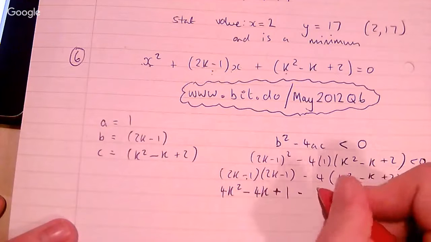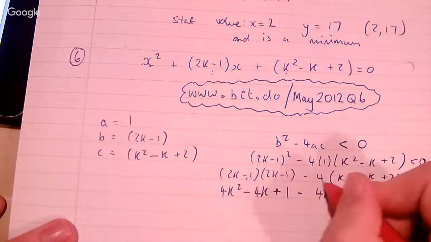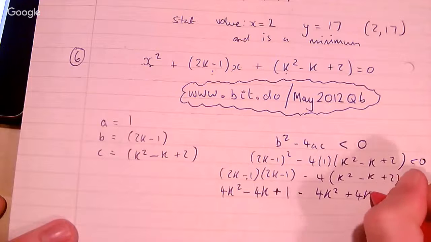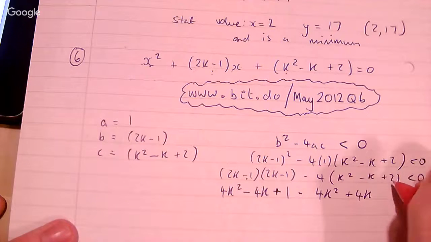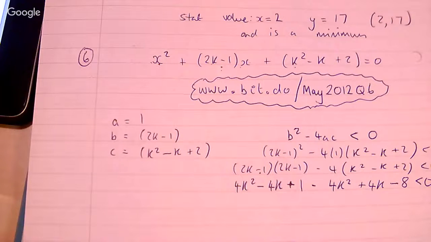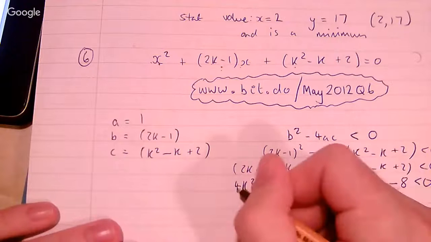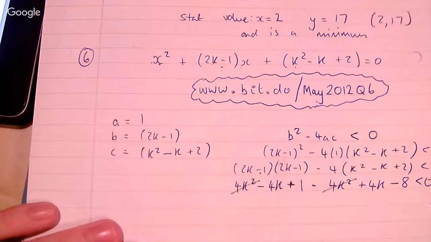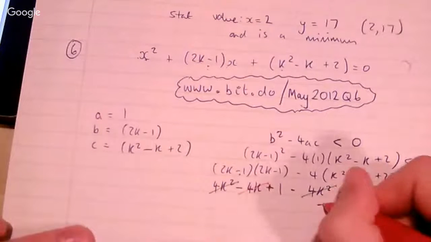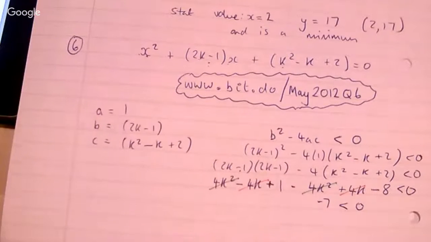And then expanding this out would give me minus 4k squared, minus 4 times minus k would give me plus 4k, and then minus 4 times plus 2 would give me minus 8 is less than 0. And you'll notice there that we actually have a couple of things that are the same. So we've got 4k squared, take away 4k squared, well there you go. Then we've got minus 4k plus 4k, so those two both cancel out. But then we've got plus 1, take away 8, which is minus 7. And minus 7 is less than 0.